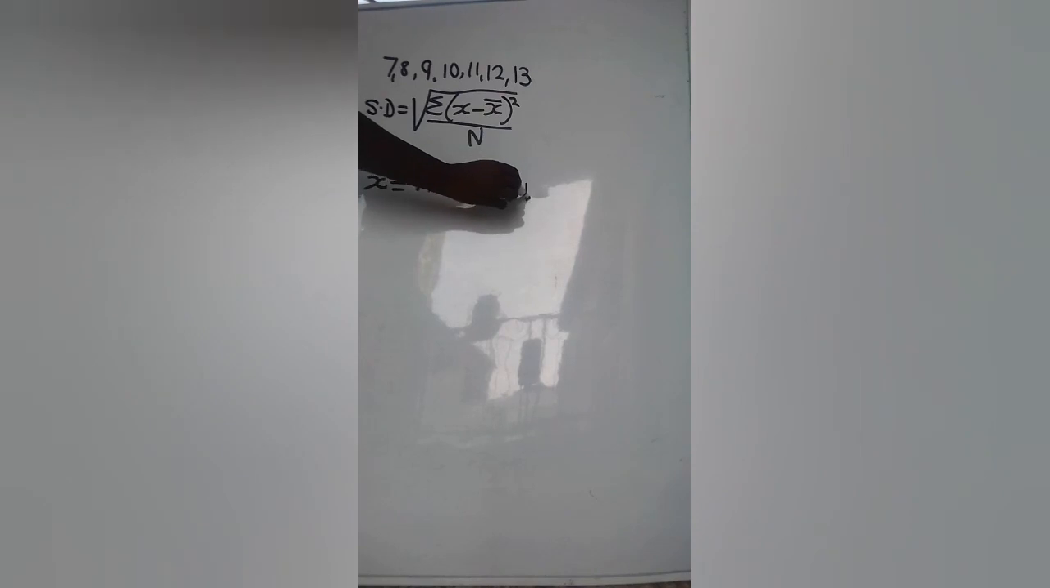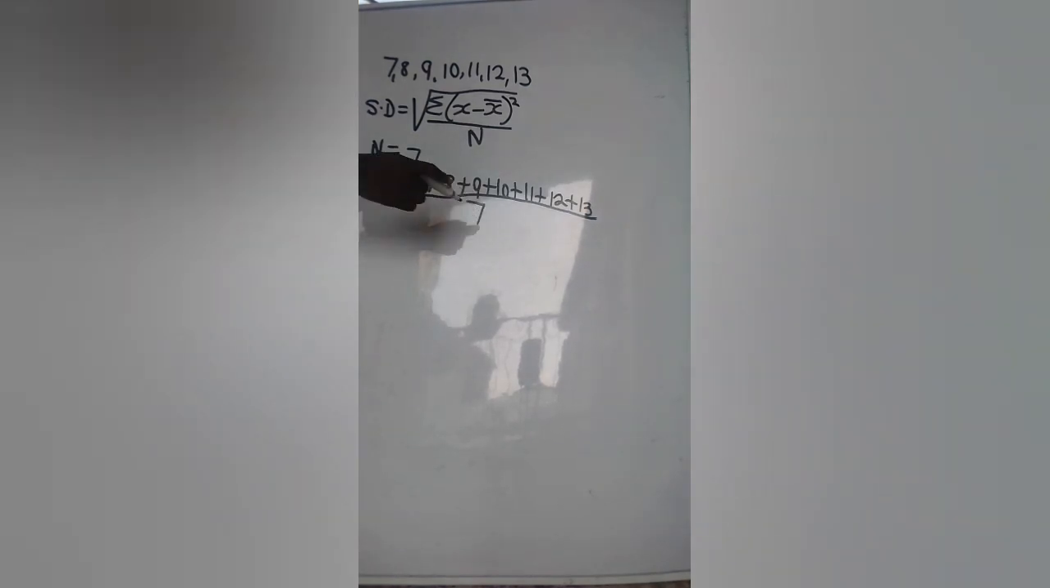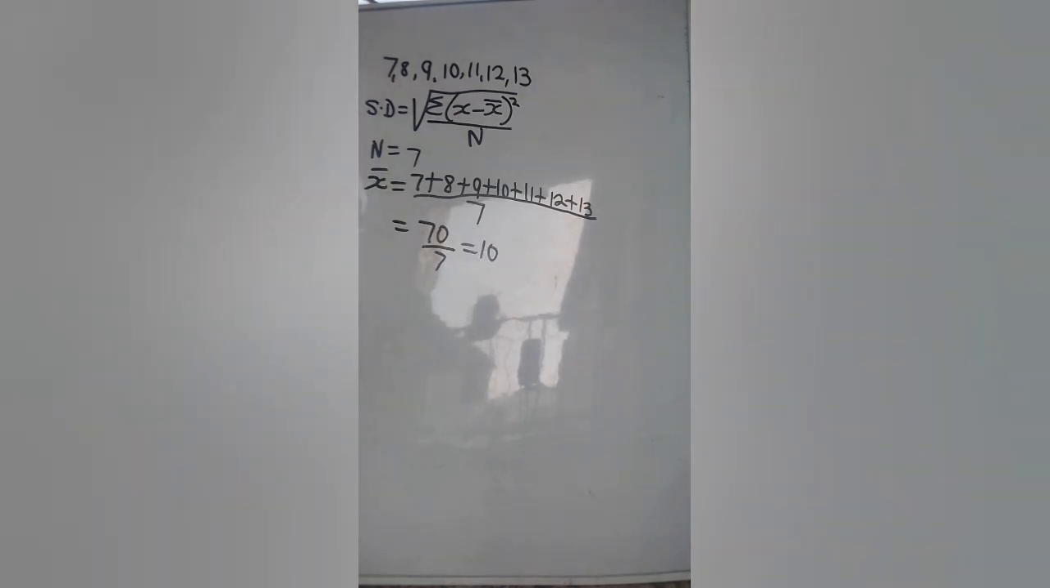So the next thing we are going to do is to find the mean, which is x bar. So x bar is equal to 7 plus 8 plus 9 plus 10 plus 11 plus 12 plus 13 all over 7. Adding all these together, we get 70 over 7. And when 7 divides 70, we have 10. So our mean is 10. We now move further to find the standard deviation.